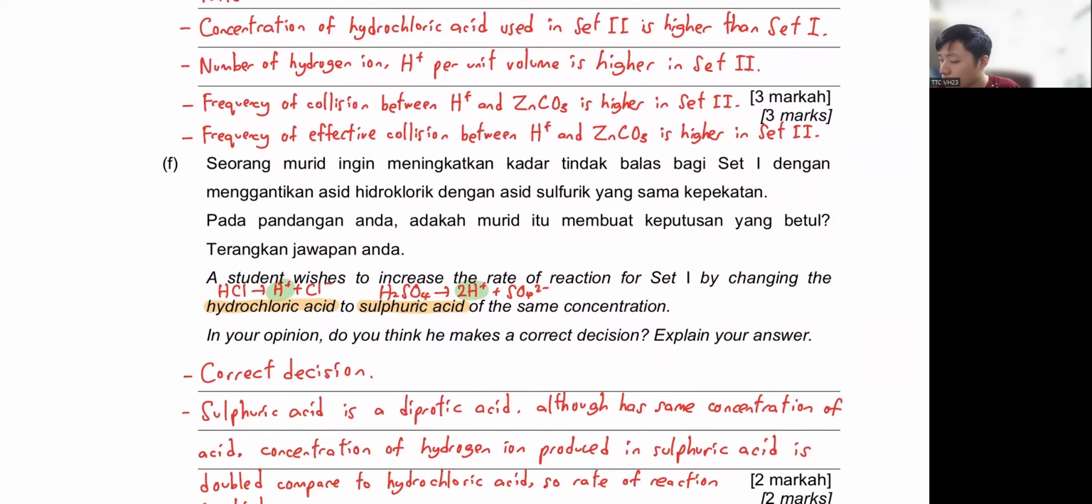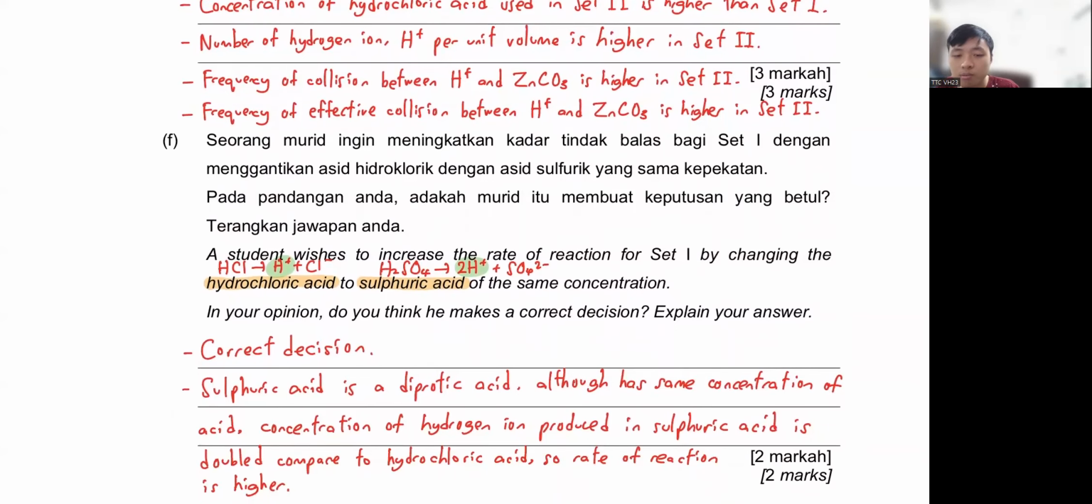Concentration of hydrogen ion produced in sulfuric acid is doubled compared to hydrochloric acid. Double. Or you can say more also can. More than hydrochloric acid also can. So the relation is higher, because they say the concentration of hydrogen ion it produces is double compared to this.